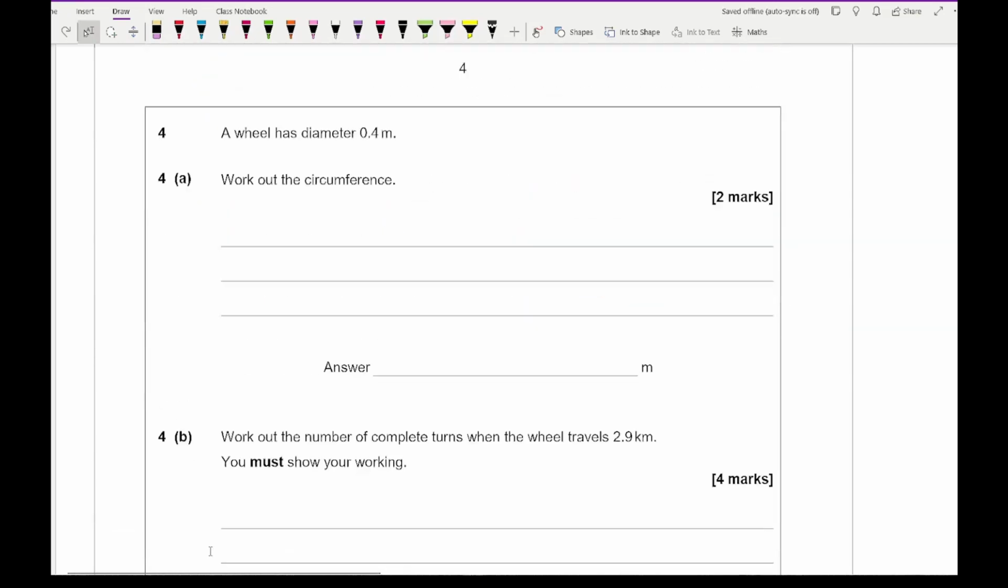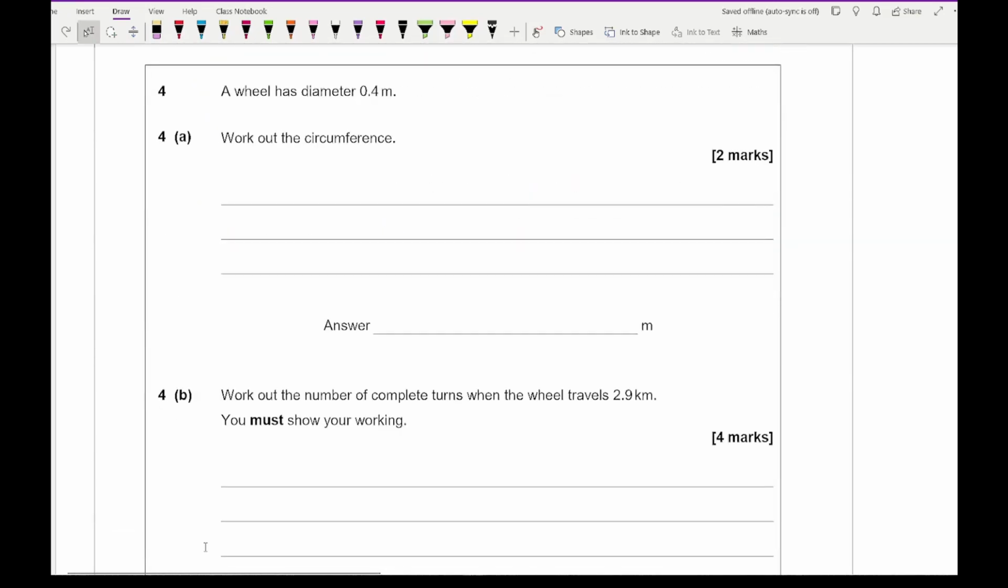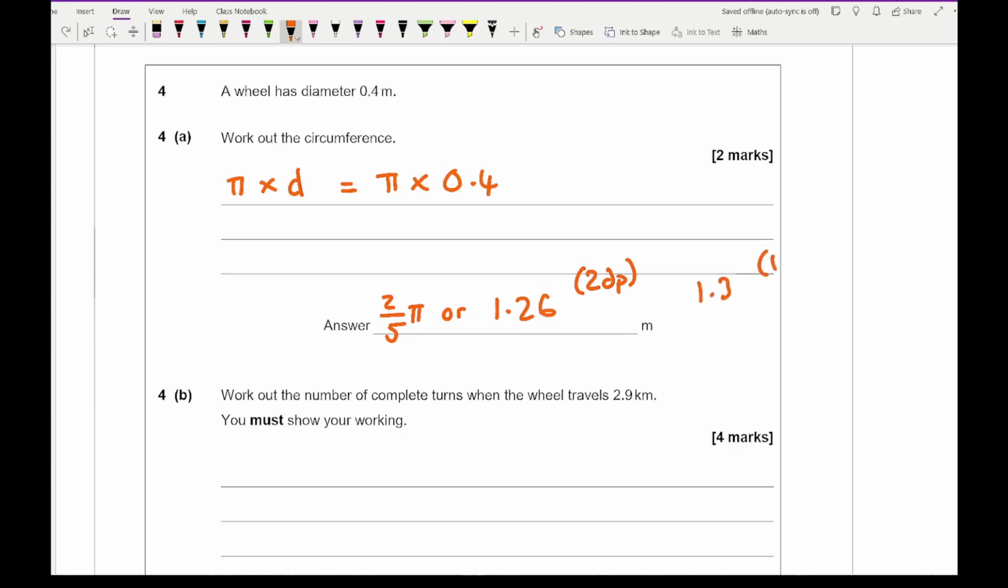Moving on to question 4, it says the wheel has a diameter of 0.4 meters. Work out the circumference. So again, it's going to be pi times the diameter. So it's going to be pi multiplied by 0.4. So putting that straight into my calculator, I get an answer of 2/5 pi, or working it out as a decimal of 1.26, and that's to 2 decimal places. Again, you could write 1.3, but to make sure that you're writing to 1 decimal place.